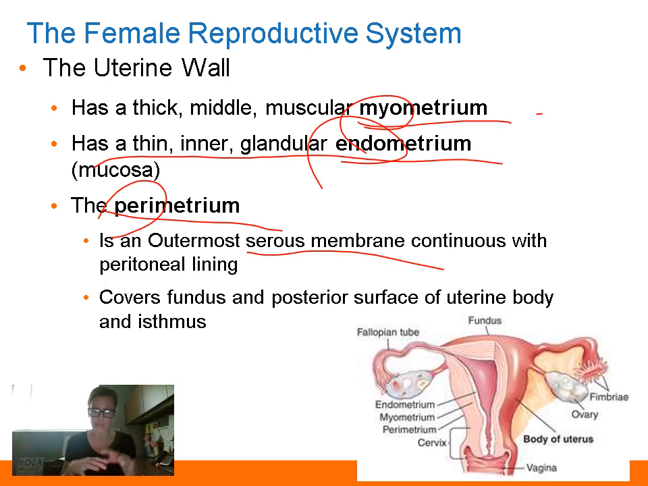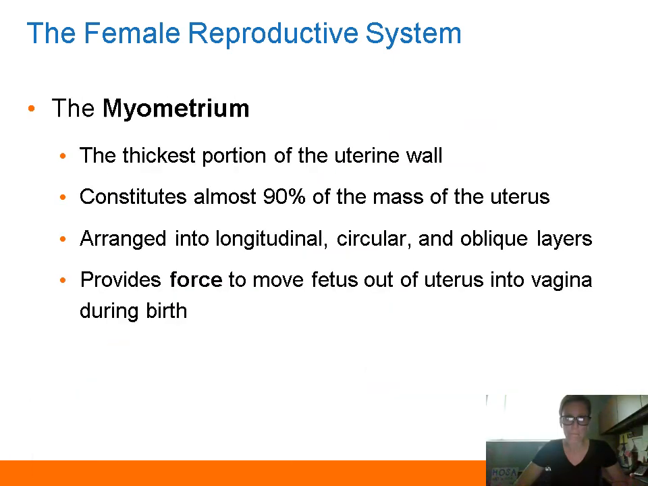The perimetrium covers the fundus and posterior surface of the uterine body, as well as the isthmus. So this does not extend down around the cervix and the anterior surface of the uterine body. Again, it's just a really, really thin outermost layer. So we'll talk in a bit more detail about the layers.